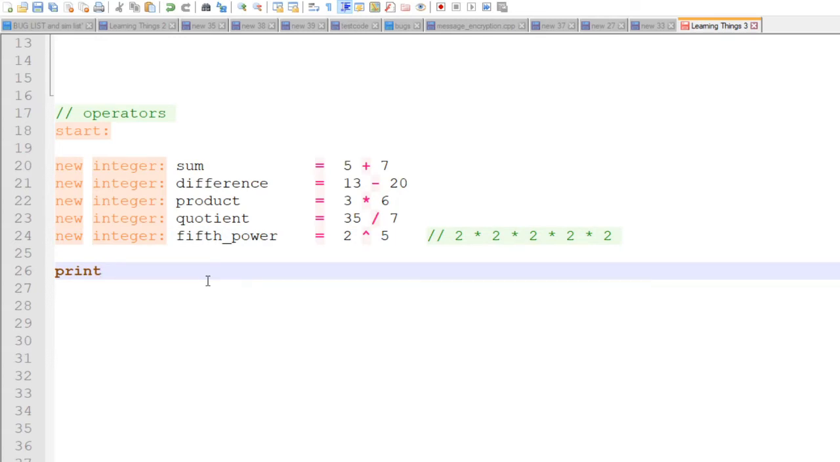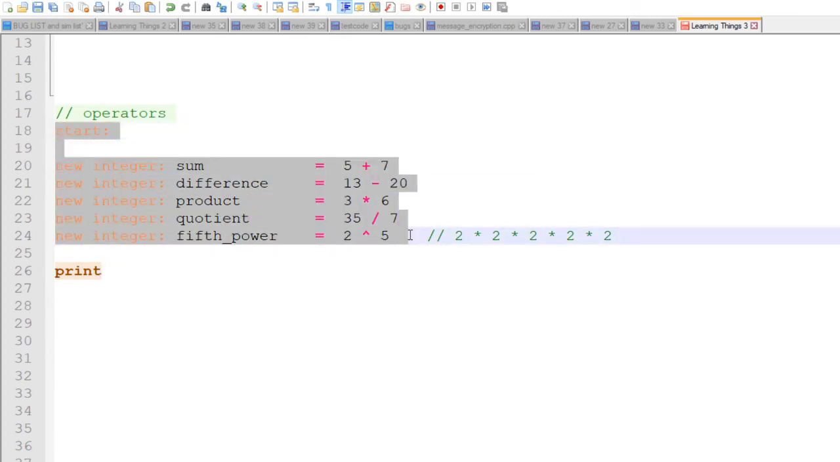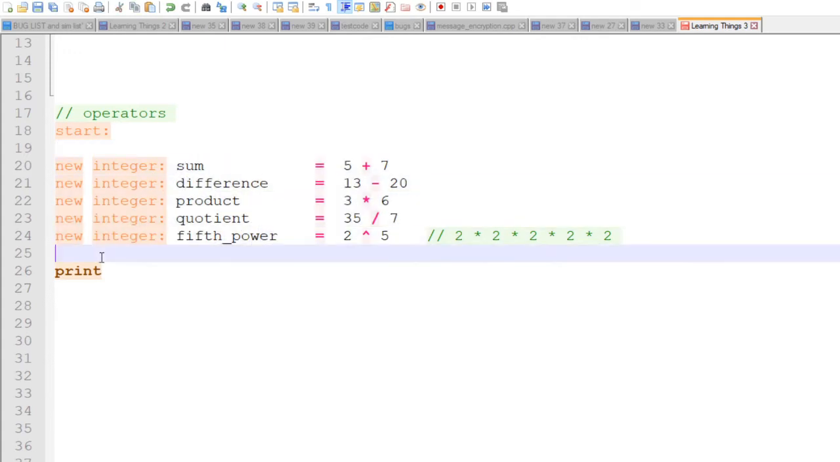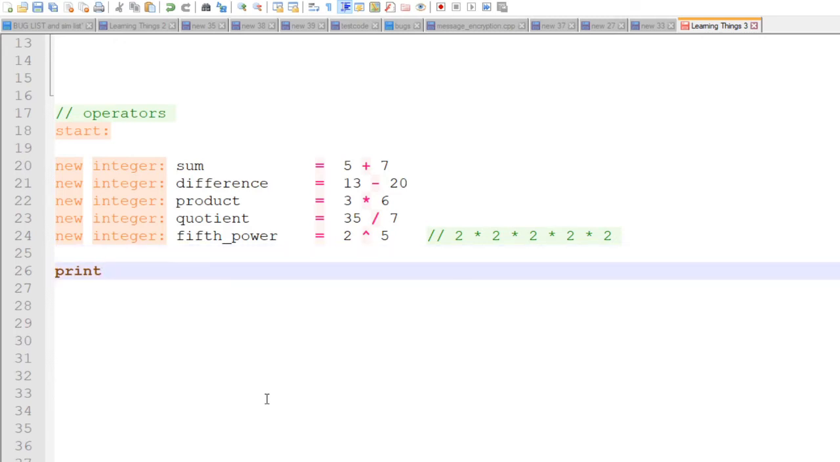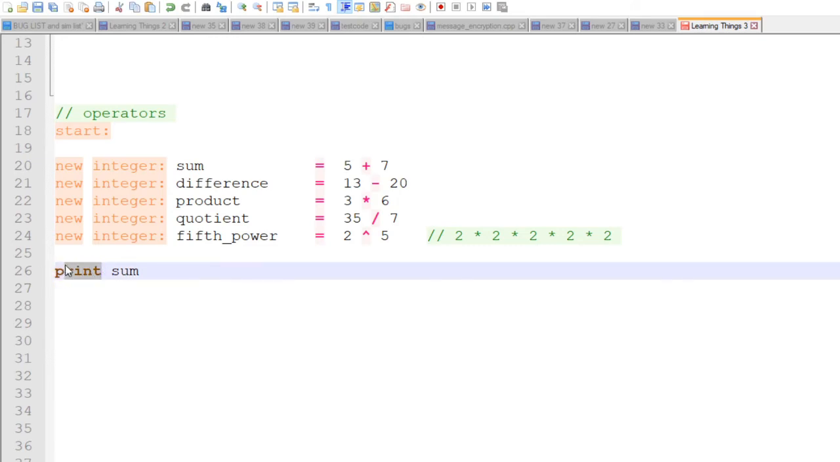Now, if all I tell the computer to do is just do the math, it's just going to store it in the memory, and then it's going to run out of instructions and close, and you're never going to see the answers. So how do you see the answers? Like this: print sum. That means tell me on the screen what sum is.